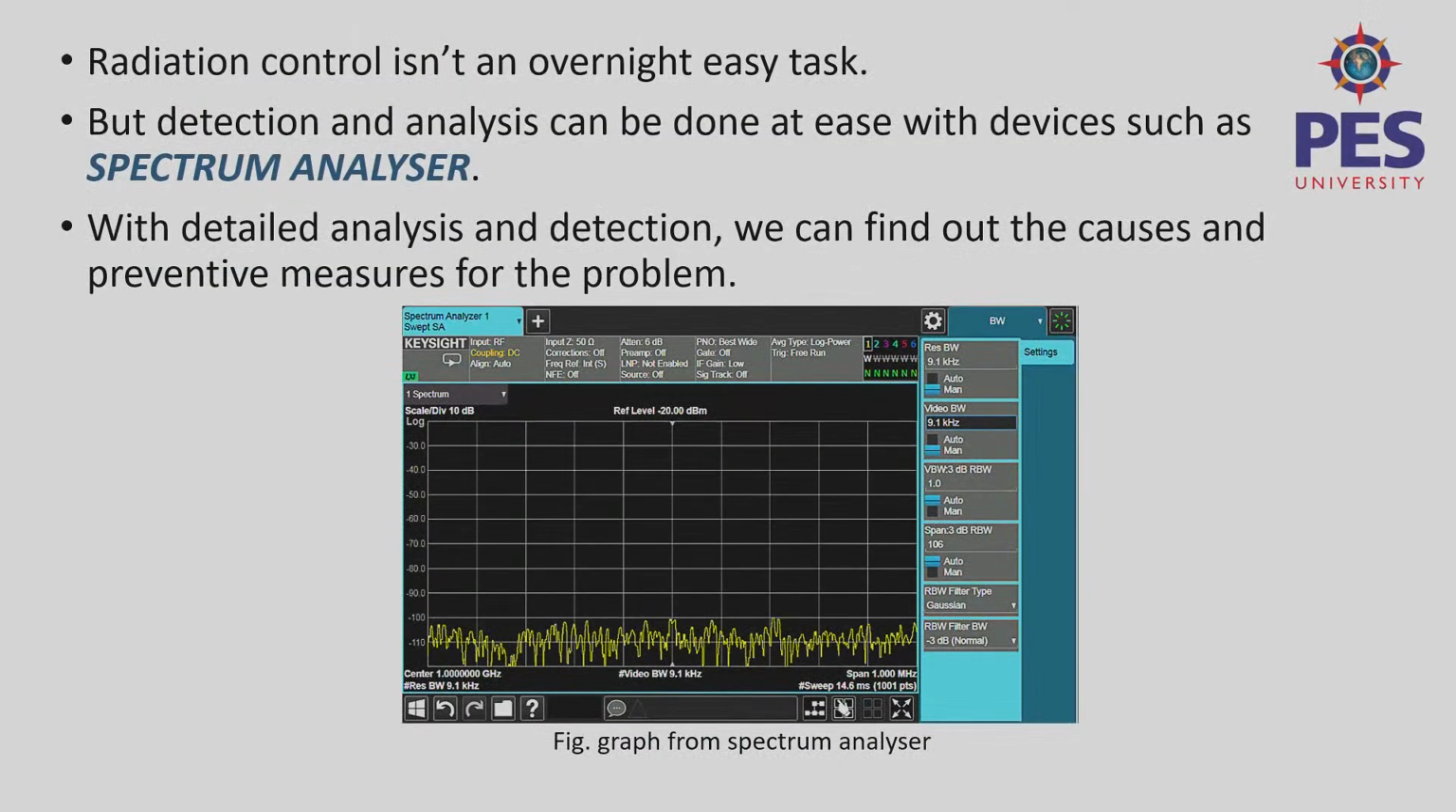Detection and analysis of radiation can be done easily using a spectrum analyzer. With detailed analysis, we can find the causes of increase in radiation and methods of prevention from radiation harming us. Now, I will be passing the mic to Gauri, who will be talking about the spectrum analyzer.